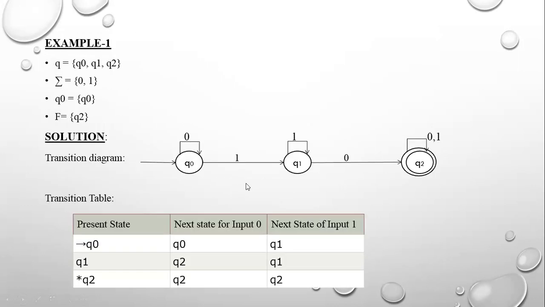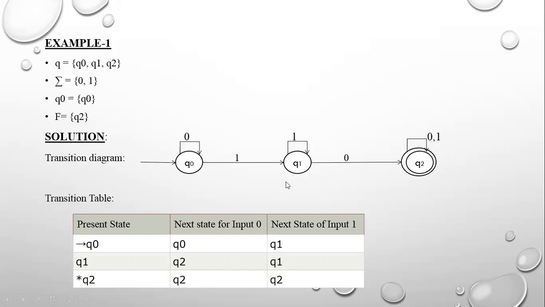Suppose let us take an example of a deterministic finite automata. Here Q is the finite non-empty set of states. In this, we are taking three states: Q0, Q1, and Q2. Sigma is the input alphabets 0 and 1, and this is called the initial state, the starting state. It is represented as a single arrow with a vertex, and F is the final state, represented as Q2.